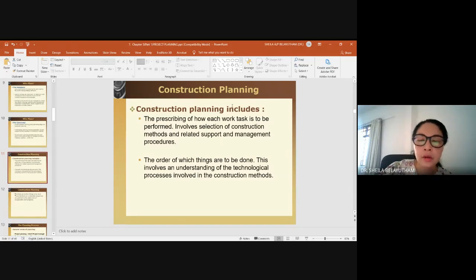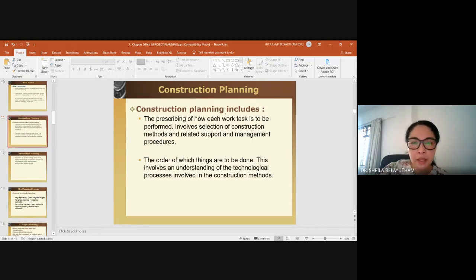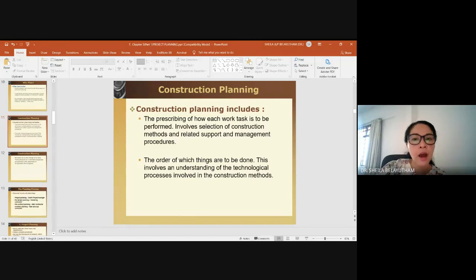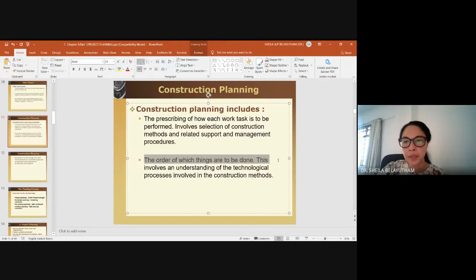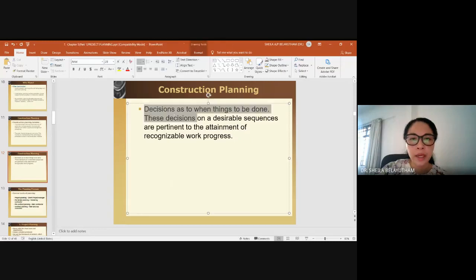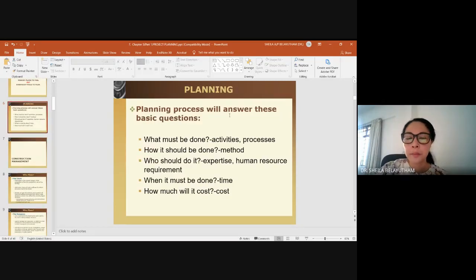Basically, what is the definition of construction planning? There are several explanations to it. Construction planning basically includes prescribing how each work task is to be performed. It involves the selection of construction methods, related support, and management procedures. Other than that, we can describe construction planning as how things will be done, which involves understanding the technological processes involved in construction methods, and also the decision as to when things will be done. So whatever it is, it should answer these. In general, when we are talking about planning, this is what you need to answer. So planning actually establishes all of this.